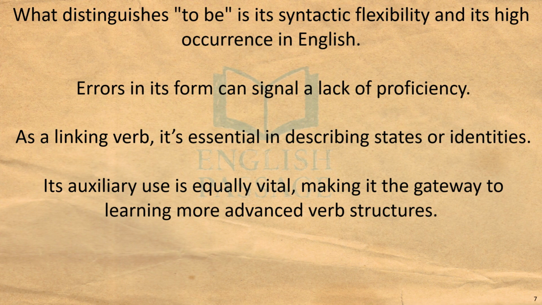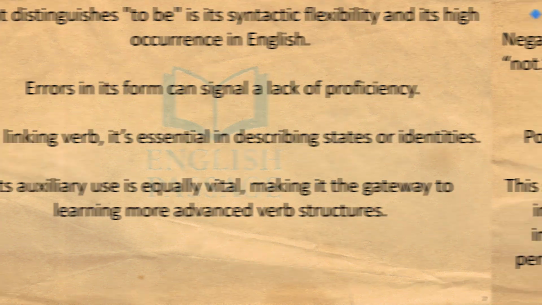What distinguishes to be is its syntactic flexibility and its high occurrence in English. Errors in its form can signal a lack of proficiency. As a linking verb, it's essential in describing states or identities. Its auxiliary use is equally vital, making it the gateway to learning more advanced verb structures.